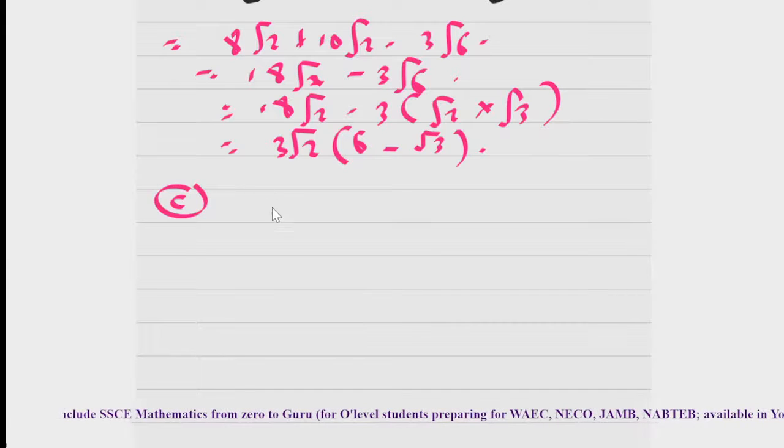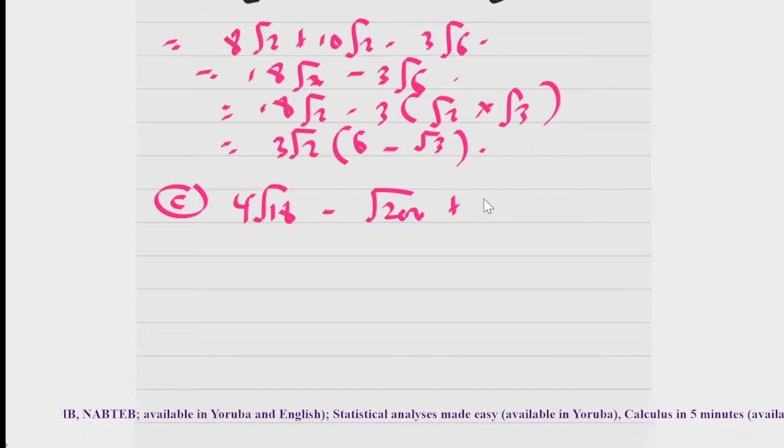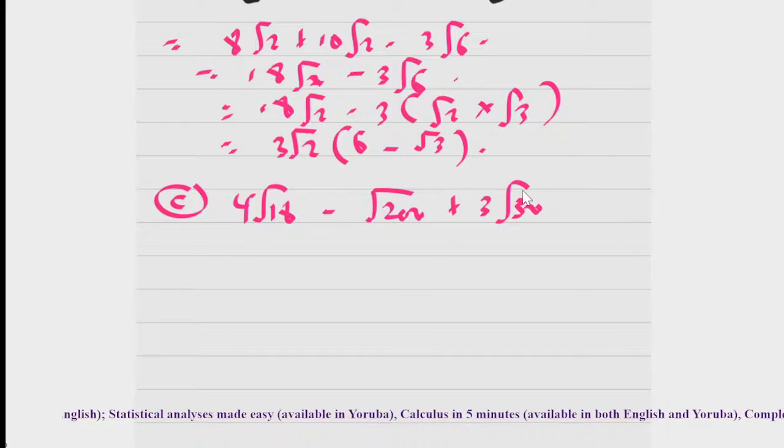Okay, let's do the third one. So the third question says 4 root 18 minus root 200 plus 3 root 50. That is not difficult to do as well. Okay, let's proceed. So first thing to do is to what? Is to express in its simplest form.